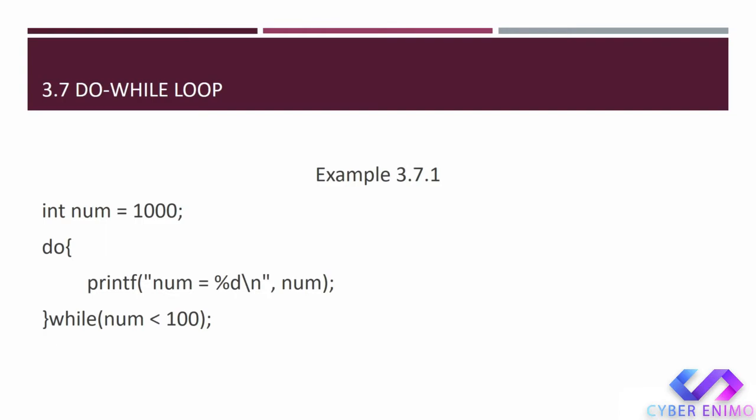In this example, we have an integer num equals 1000 and we have a do-while loop. When the program is run, we enter the do-while loop and print the value of num. Then the condition, which is num smaller than 100, is checked, but it returns false, so the loop is exited. We started with num initialized to 1000, and the do-while loop condition is num smaller than 100, but we still entered the loop and the code was executed once. Depending on your application, this behavior might or might not be desired.